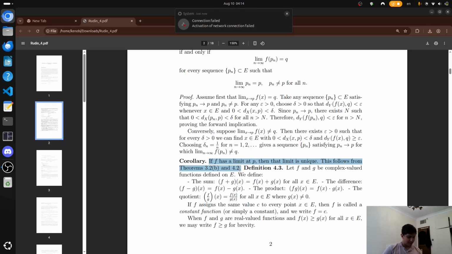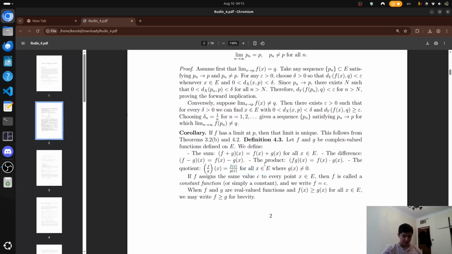Yeah, if p is in X and p prime is in X, and if p_n converges to p and to p prime, then p prime equals p. That's the statement for 3.2b. And now we can define the sum of functions and their limits, etc.